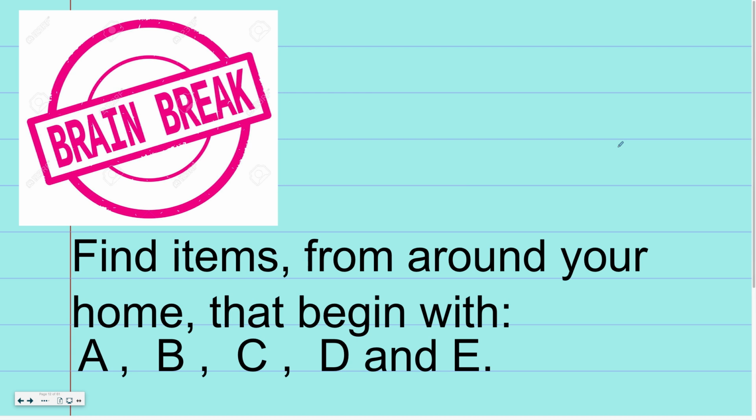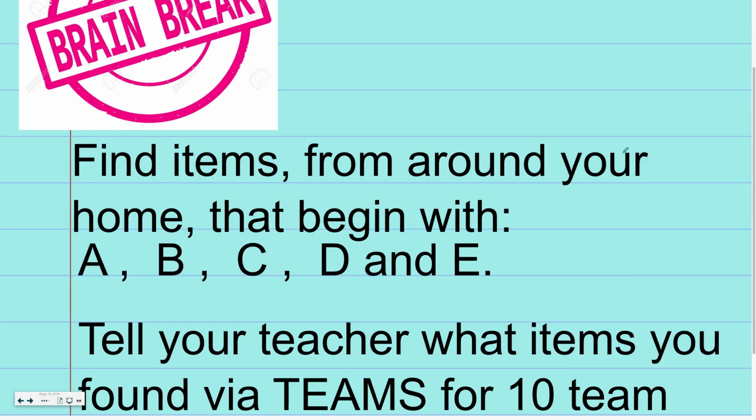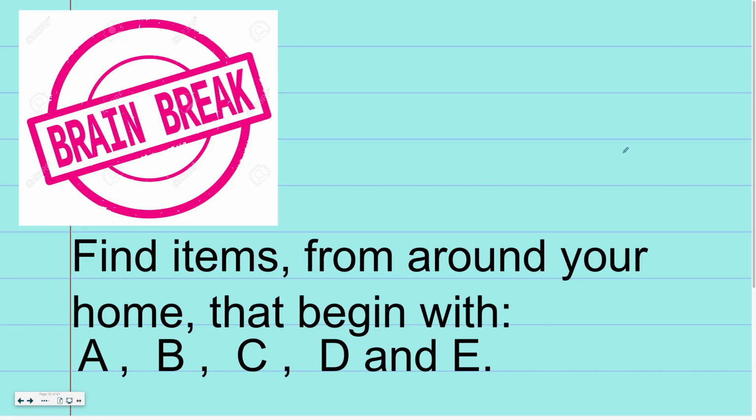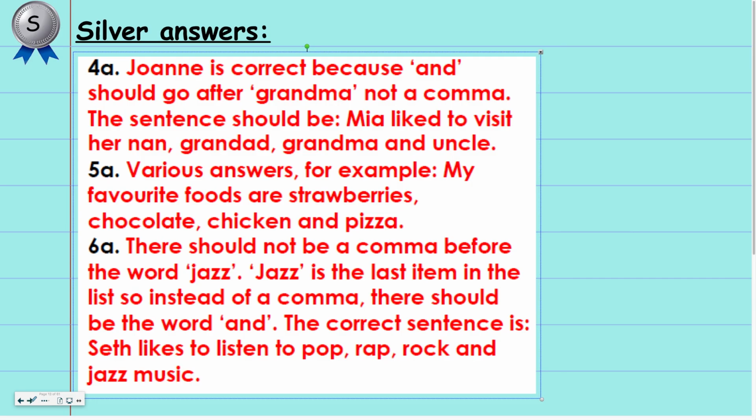Okay, so we're just going to do a quick brain break now. I'd like you to go around your house, around your home, and find an item that begins with an A, an item that begins with a B, an item that begins with a C, an item that begins with a D, and an item that begins with an E. Tell your teacher what items you found via Teams for 10 team points. This is your brain break. Off you go. Pause the video and go and find them. Good luck. Well done if you found those items.